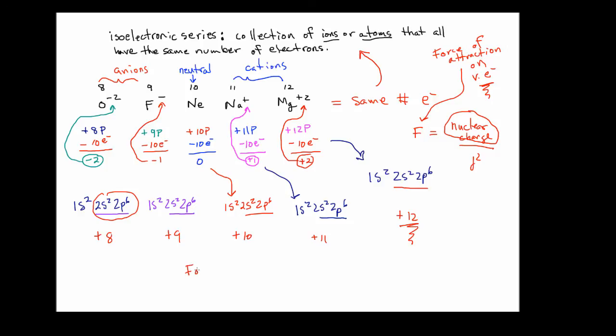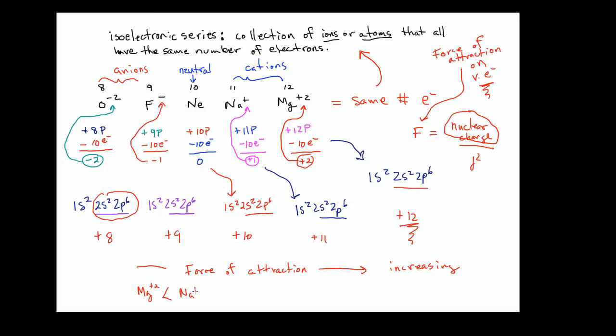isoelectronic series. Let me put this in words. Force of attraction is increasing as we go left to right from O2- to magnesium 2+. So therefore, we can rank the size the following way. The magnesium ion is going to be the smallest one, because the force of attraction operating on those outer electrons is going to be the highest.